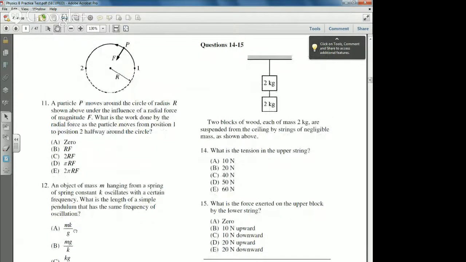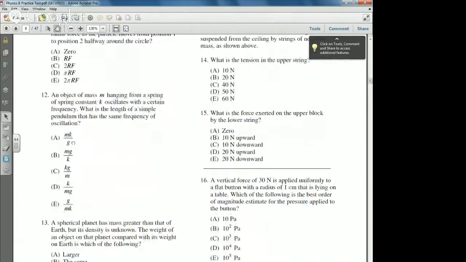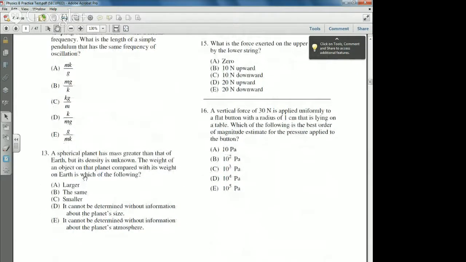14 and 15, I'm just going to skip because I thought they were pretty easy. 16. Okay. There you go. 16 is actually an easy question, but it's hard because you have to do math in your head.